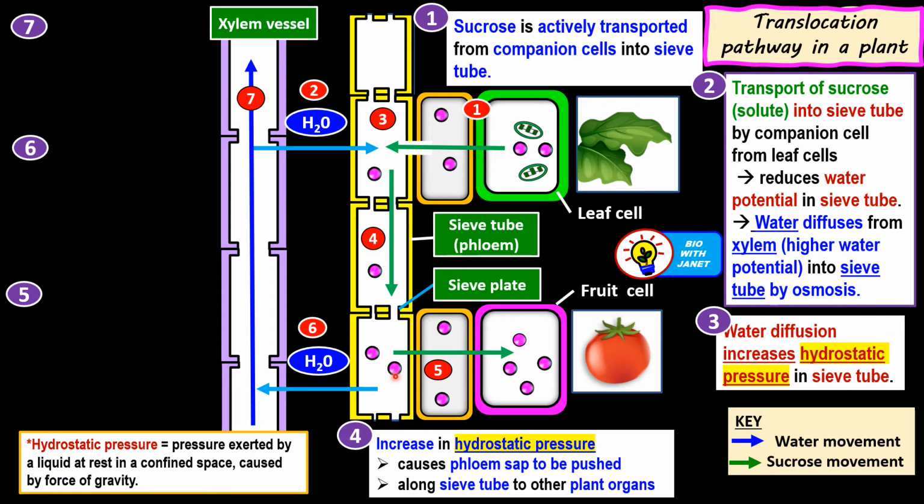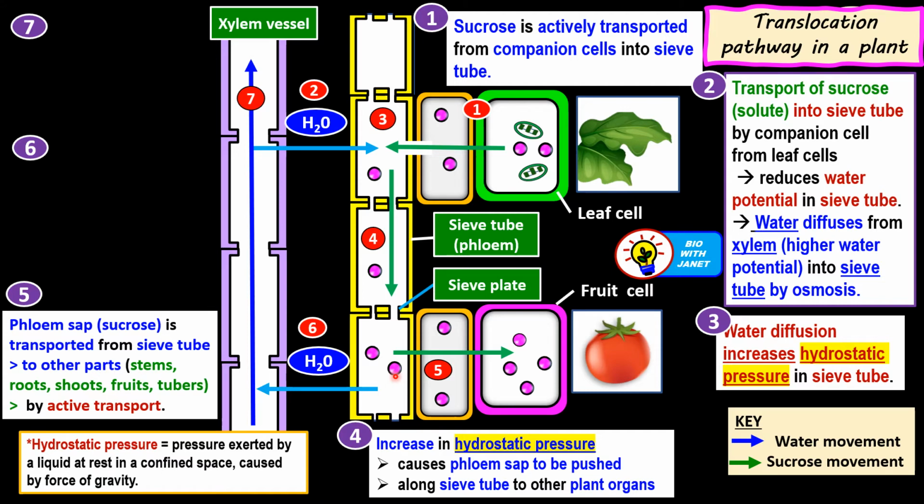Now number 5, what happens? Phloem sap, including the sucrose, is transported from the sieve tube to other parts like the stems, roots, shoots, fruits, and tubers for storage. Tubers are for storage. And this is by active transport. So from the sieve tube, the sucrose is transported to all these other cells like fruit cells by active transport. First the sucrose is transported into the companion cells, and then from the companion cells into the other cells like fruit cells or cells of the roots.